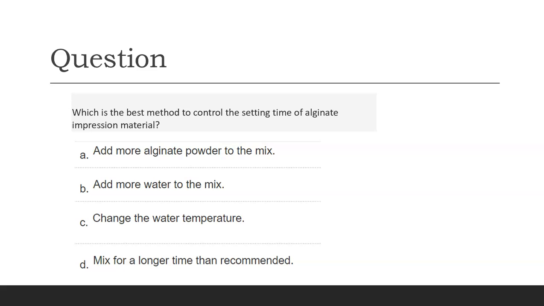What is the best method to control the setting time of alginate impression material? Should we add more alginate powder to the mix? Should we add more water to the mix? Should we change the water temperature? Or should we mix for a longer time than recommended? How can we best control the setting time of alginate impression material?